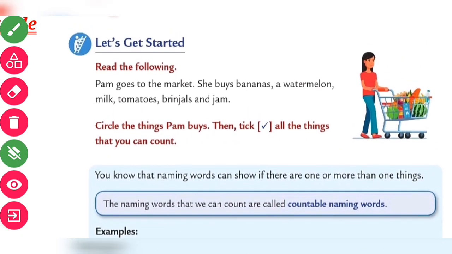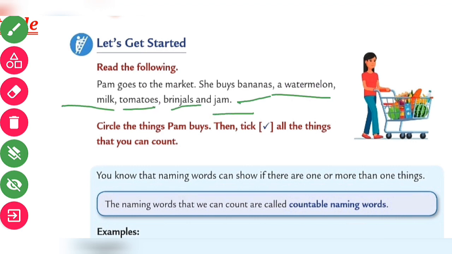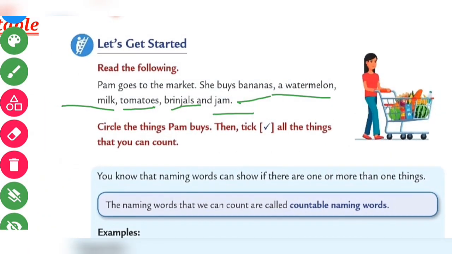On the first page, you can see "Let's get started, read the following." What is given is that Pam goes to the market. She buys bananas, a watermelon, milk, tomatoes, brinjals, and jam. So somewhere singular and somewhere plural, you can see that. Now circle the things Pam buys and then tick all that you can count.